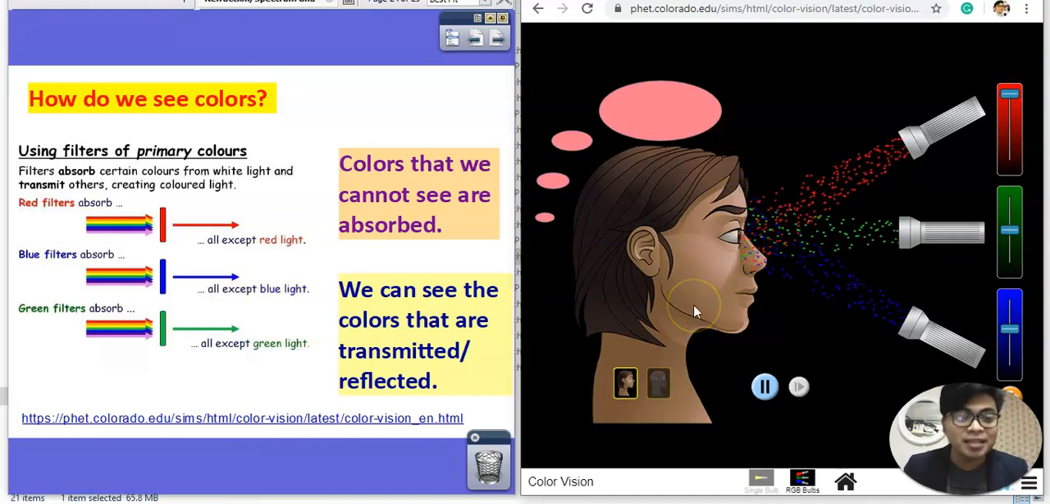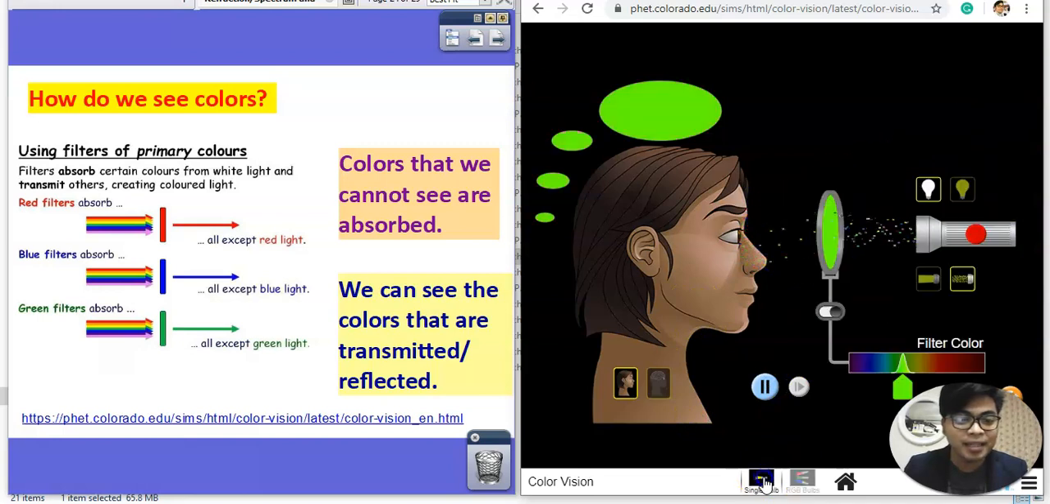So we see colors based upon the color which is being transmitted or being reflected. If it reflects the color blue, we see blue, and if it reflects the color red, we see red. So all other colors are just absorbed. The color which is being reflected or transmitted is the color that we see.